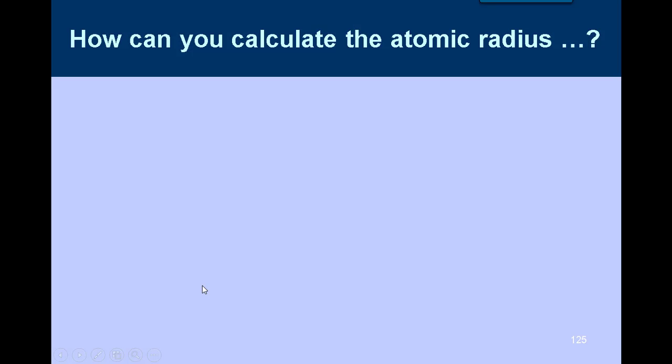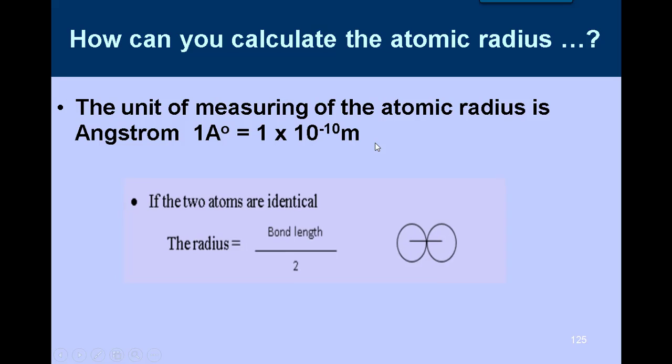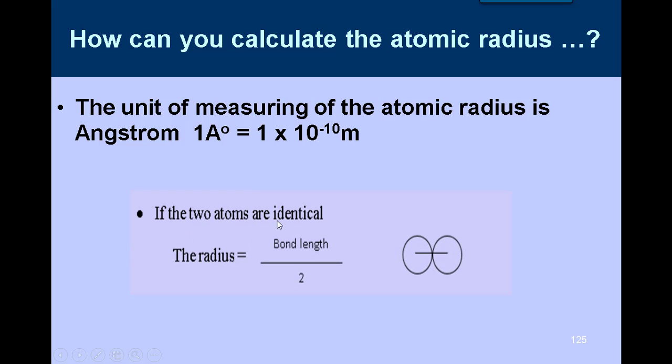How can we calculate the atomic radius? Before mentioning how to measure the atomic radius, we have to know that the measuring unit of the atomic radius is angstrom, which is equal to 1 times 10 to the power negative 10 meters. If the two atoms are identical, the radius will be equal to the bond length divided by 2.